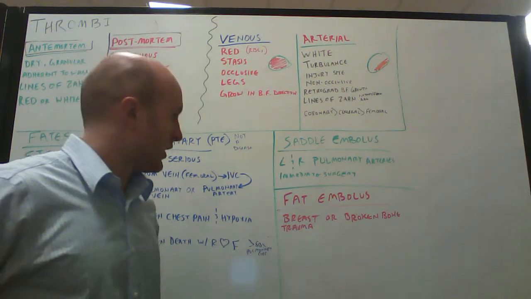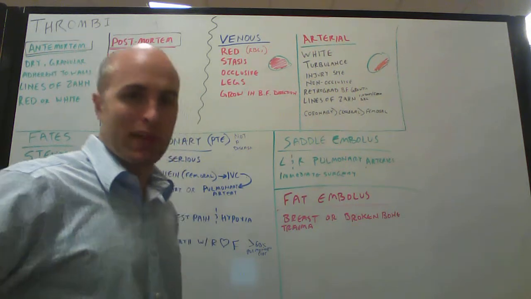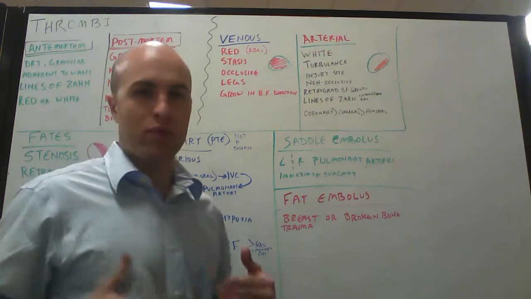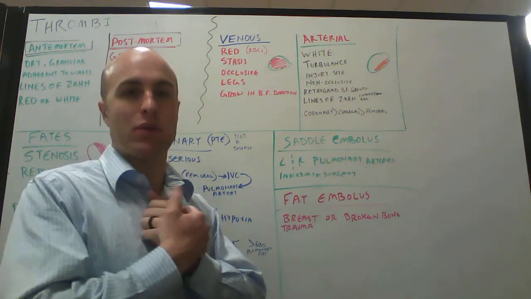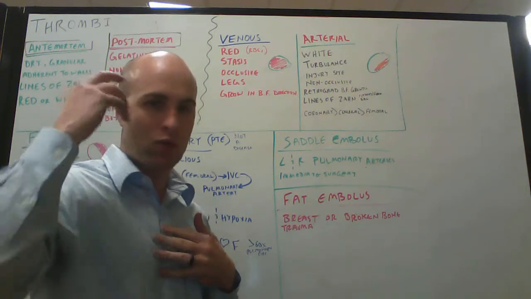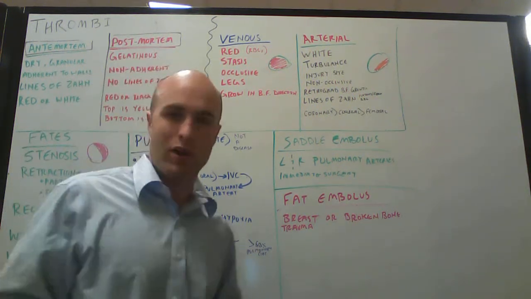The other one that's mentioned here is the fat embolus, and that typically happens when you have trauma to the chest, like a car accident, or if somebody breaks a bone, like maybe when they're doing CPR, they break the sternum, and then the fat gets out and goes up somewhere and gets stuck, and that can actually lead to death as well.